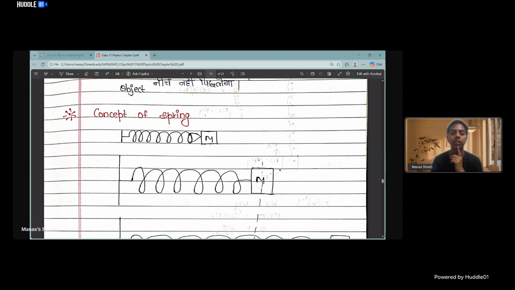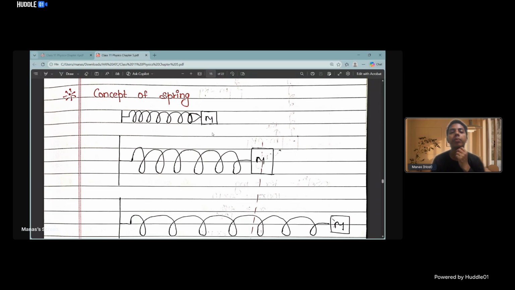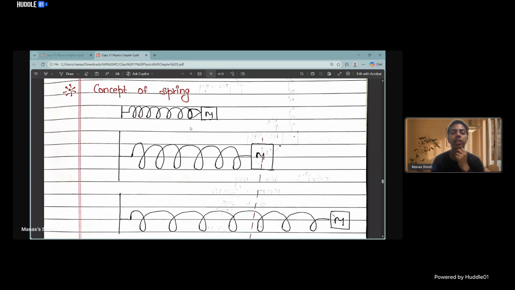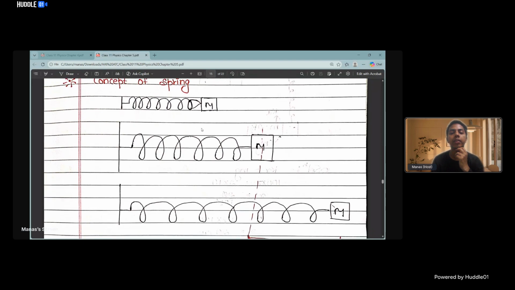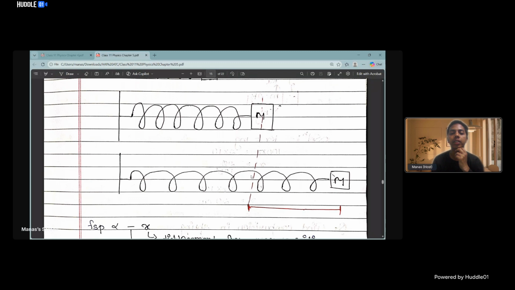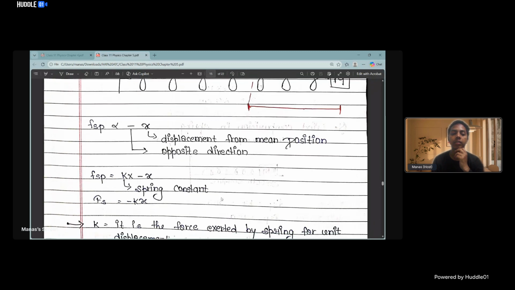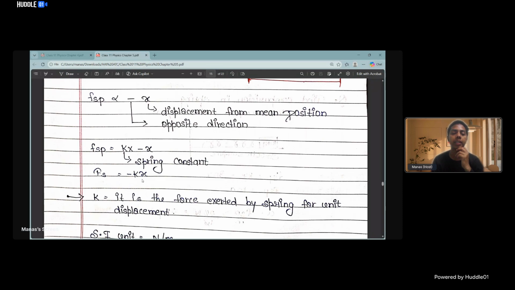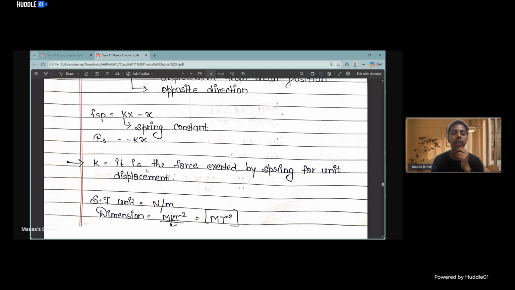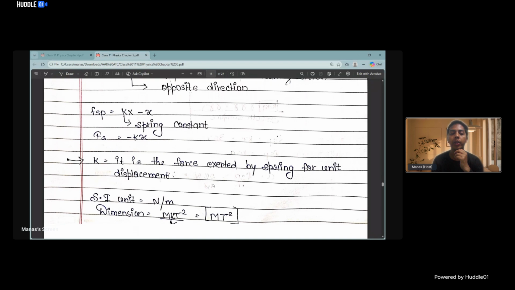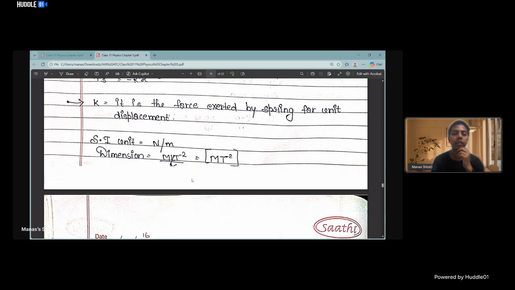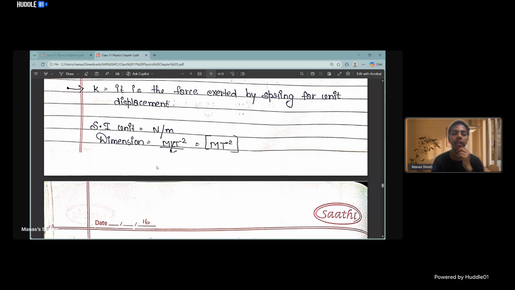One more concept from this is the concept of a spring. In this we see that the spring has a natural length, and if it is extended by x, a displacement from the mean position, the force acts in the opposite direction. So we apply F equal to minus kx. What is k? k is the force exerted by the spring per unit displacement. What is the unit? Newton per meter, and the dimension is MT to the power minus 2.